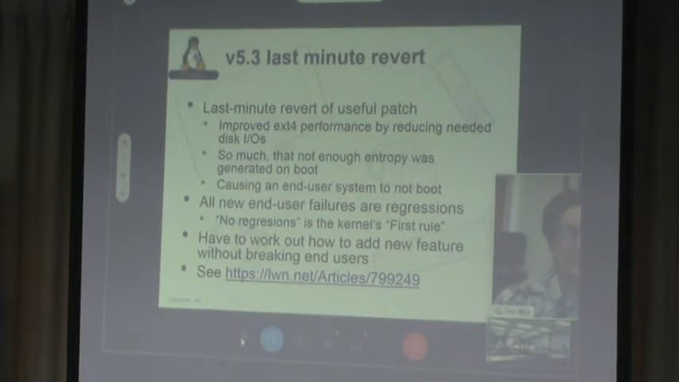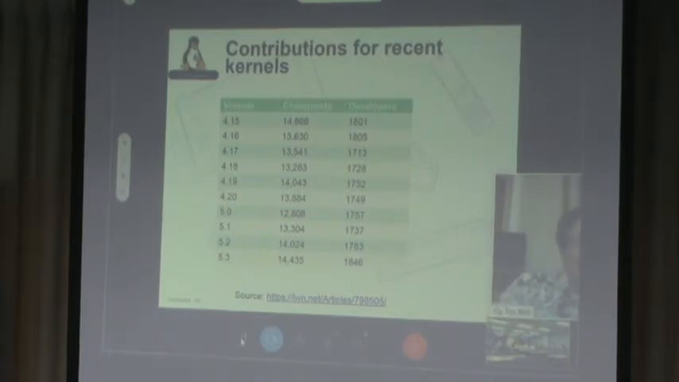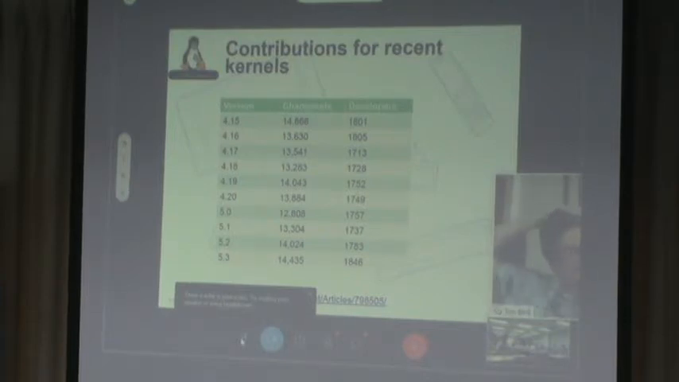There have already been three patches, though, to address the issues for the next release. But the EXT4 performance change probably has to wait a release before it gets out. But that really tells you something about the Linux kernel and how important they see backwards compatibility. Just looking back over the contributions for recent kernels, you can see we've got a steady rate of change sets. It's been going up recently. It's not the highest it's ever been.